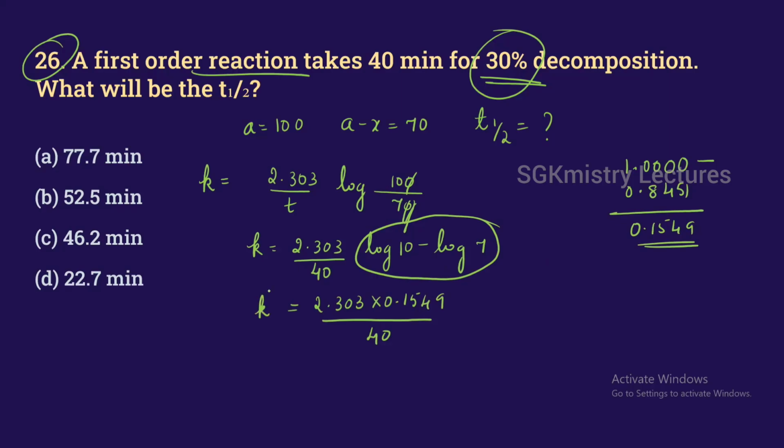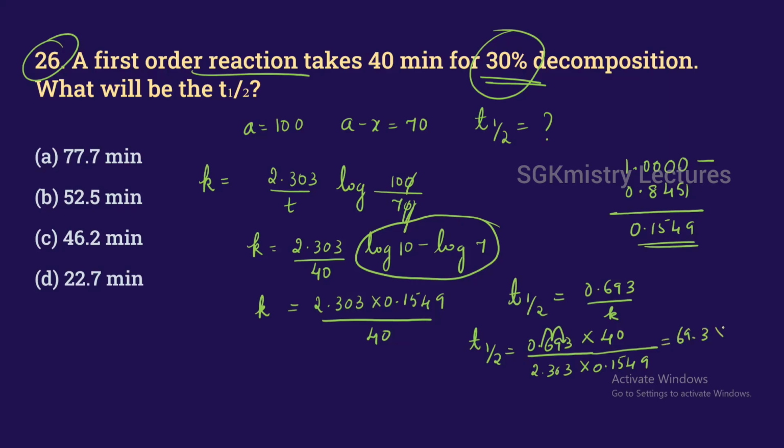Now the question is you have to find out the T half. Correct? So I can write T half for a first order reaction. We know that it is 0.693 by K. Now I directly substitute K value in this equation. So T half is equal to 0.693 by K. So 2.303 into 0.1549. Now this 40 will go to the numerator. Now let me shift the points. 2 points here. Let me make it 69.3 into 40 into 10 to the power of minus 2.